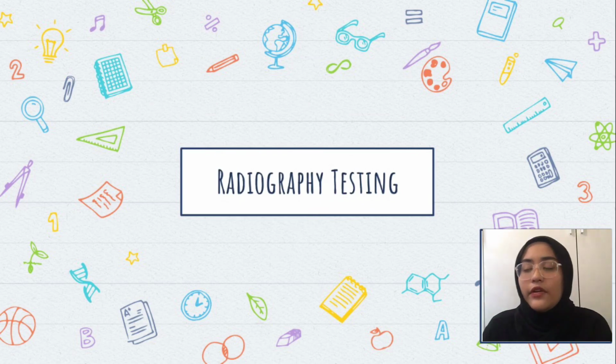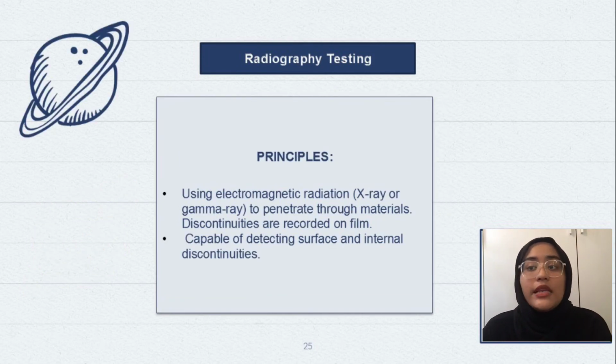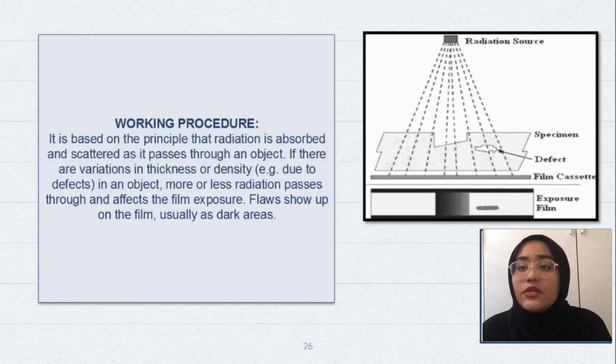So the last one, we have radiography testing. Radiography testing is also an NDT method of inspecting hidden flaws, and we use electromagnetic radiation such as X-ray or gamma ray to penetrate through these materials. So it will detect any defects. The working principle is that radiation is absorbed and scattered as it passes through the object, and if there are any defects or variation in thickness, it will show on a film, and flaws will show up as usually a dark area or dark blotches.